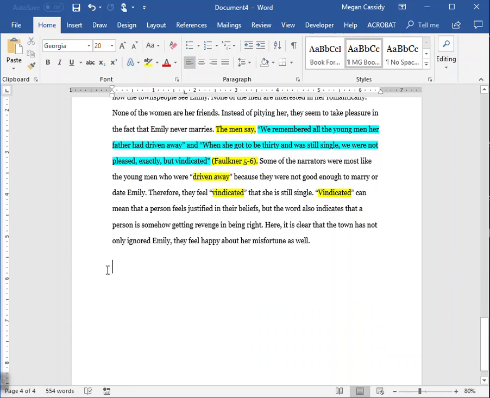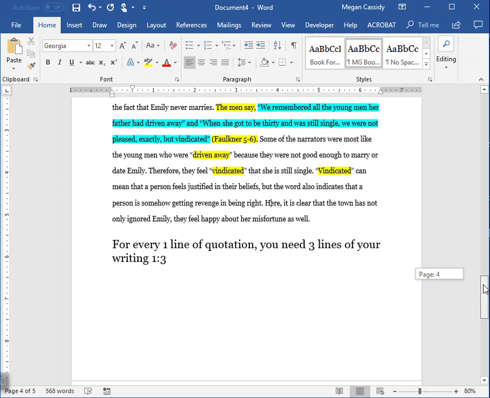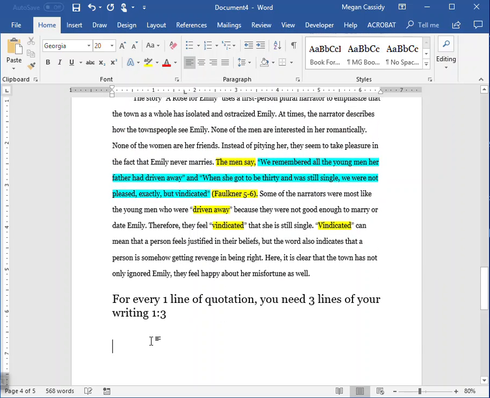Really, the rule is that for every one line of quotation, you need 3 lines of your writing. So it's a 1-to-3 ratio here. Now here I have about 7 sentences total, I think. 1, 2, 3, 4, 5, 6, 7. Yeah, I have 7, and I have about 2.5 lines, which is about right.